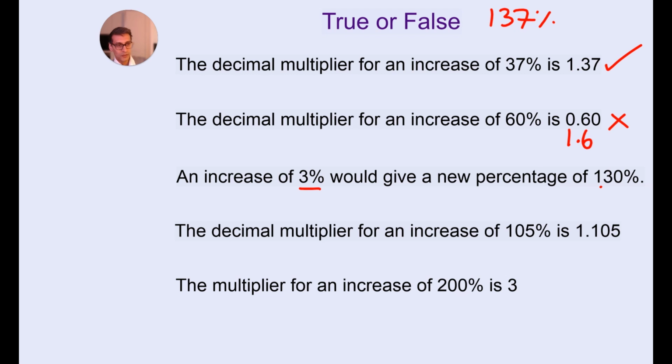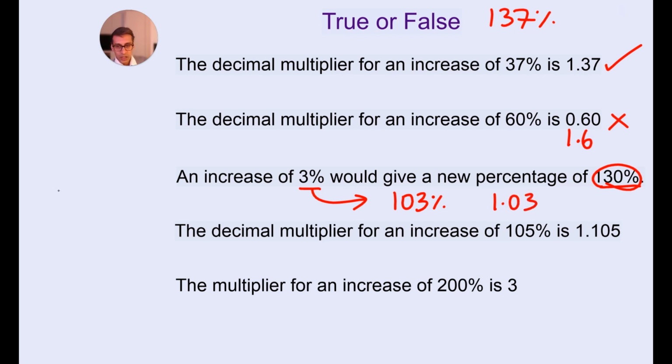Question 3, an increase of 3% would give a new percentage of 130. No, this is an increase of 130%. So a 3% increase should be 103%, where the decimal multiplier would be 1.03.